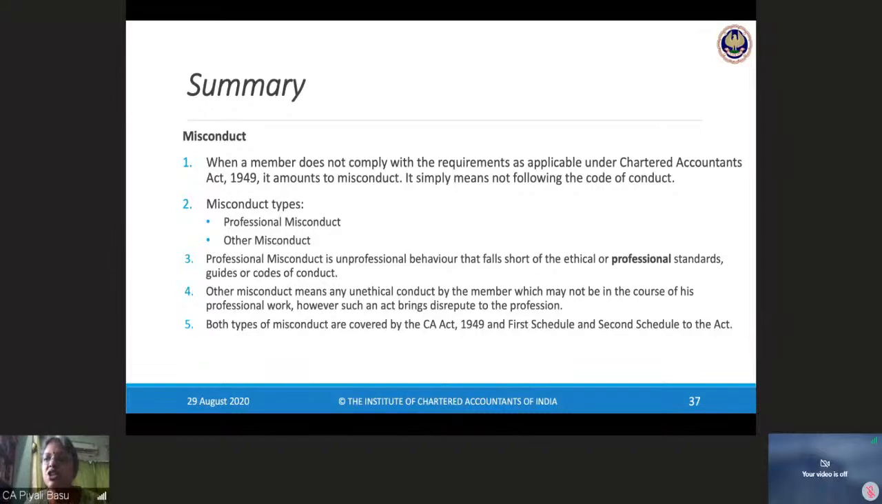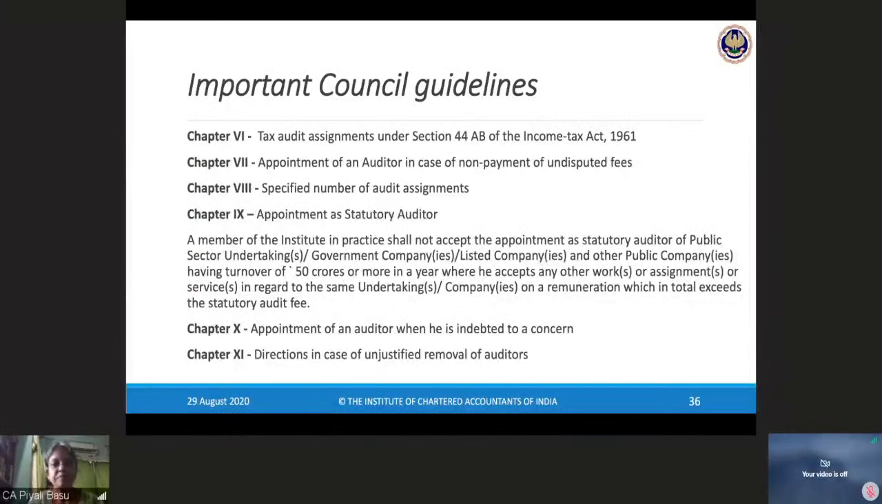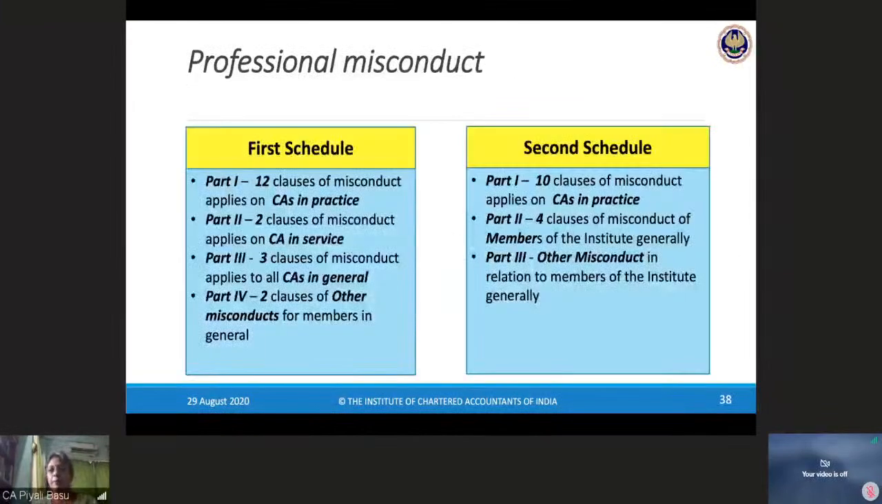We carry a lot of reputation and we expect that all the members should be conducting themselves ethically in their personal life also. Otherwise, you will be falling under other misconduct. So please keep in mind the difference between professional and other misconduct. Both types of misconduct are covered by the CA Act 1949, first schedule and second schedule of the Act. Okay, so keep this in mind just for your memory's sake.